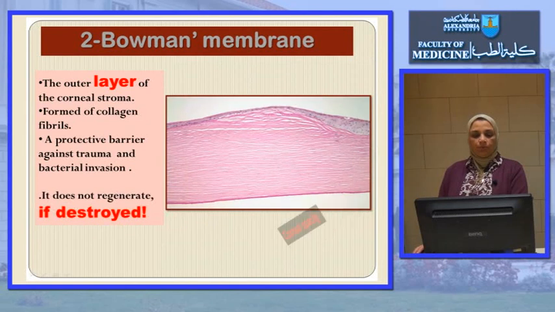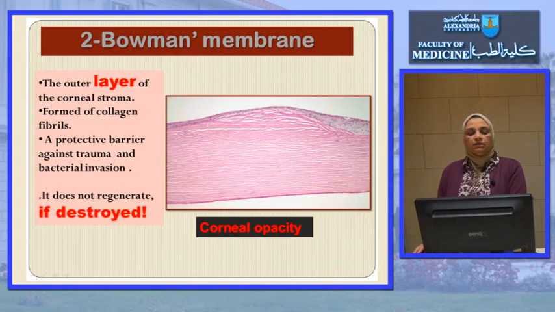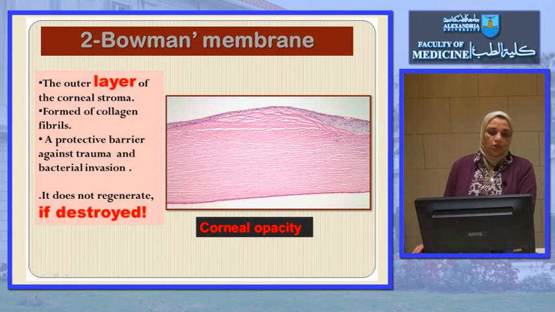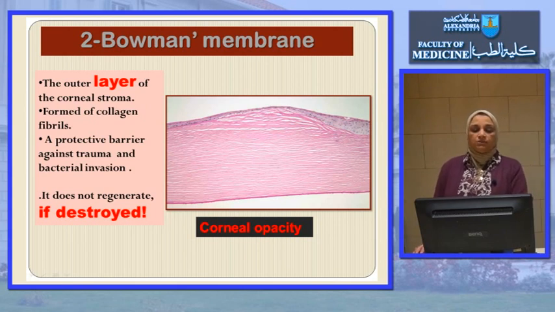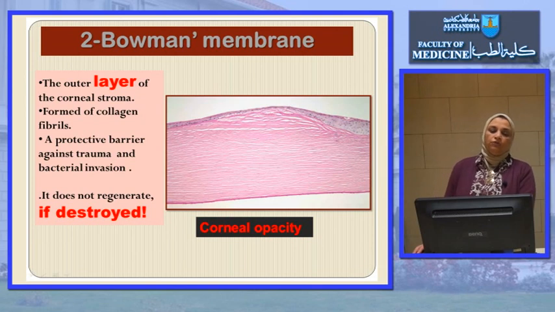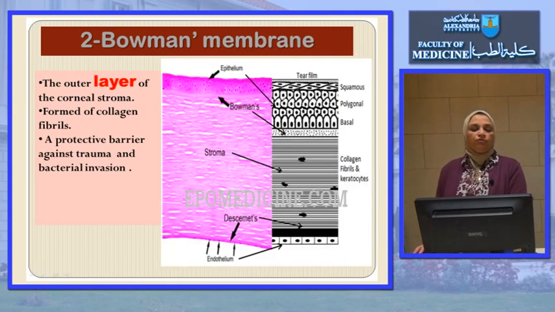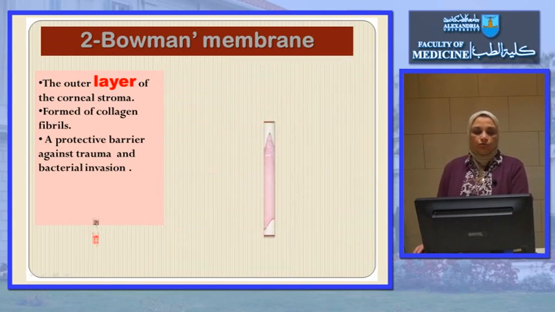But this membrane does not regenerate. It hasn't the capacity to regenerate. And so, if this membrane is destroyed, if the injury involves this membrane, this means that there is no regeneration of the epithelium, and this will leave corneal opacity. So it's important. If the injury does not involve the Bowman's membrane, it's okay. There will be good regeneration. But if it involves the Bowman's membrane, and it is interrupted or destroyed, it will not regenerate and leaves corneal opacity.